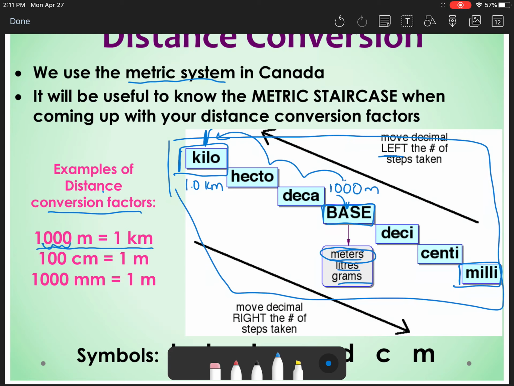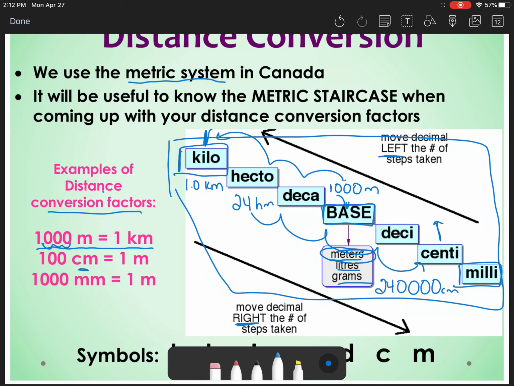If you remember this metric staircase, you can use it for easy distance conversions. Let's say, for example, I have 24 hectometers, and I want to know how many centimeters that is. I have to figure out how many steps I'm taking. I'm taking 1, 2, 3, 4 steps to the right. I move the decimal to the right that many steps. 1, 2, 3, 4. So a quick way to know that 24 hectometers would be equal to 240,000 centimeters.